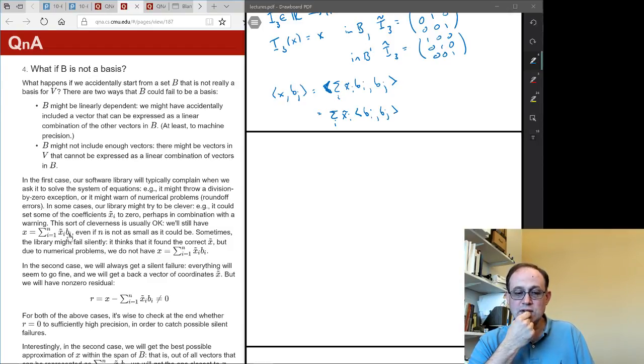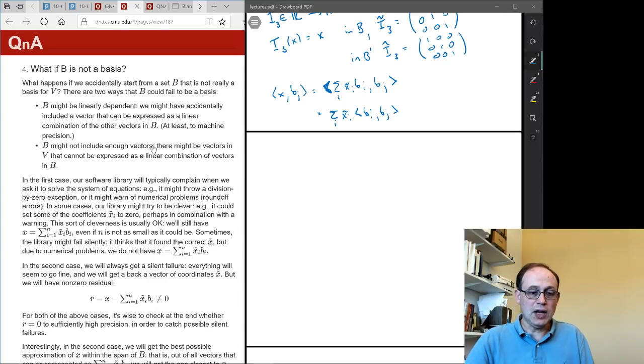The worst thing that can happen is that the library could fail silently if we give it a linearly dependent set instead of a basis. Due to numerical problems that it doesn't catch, it thinks it's found the correct x tilde, but we don't actually have the equation that we wanted, that x is expressed as a linear combination of the basis functions. That's bad and we want to catch it.